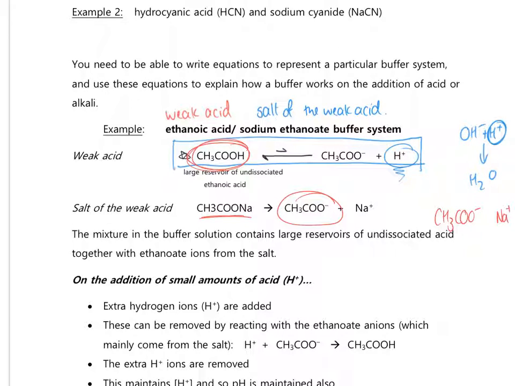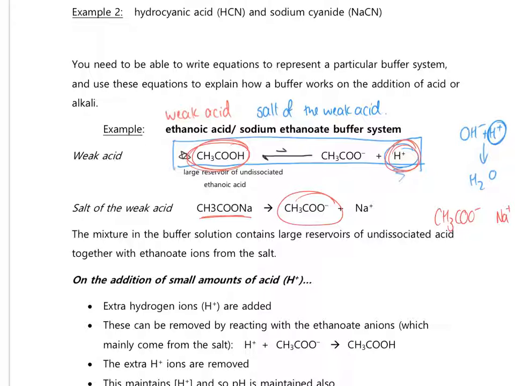Let's very quickly look at this. Remember, the core aim of this buffer is to maintain the pH if you add in some acid or some alkali. So if I add in some acid, you're going to increase the concentration of your hydrogen ions. Yes? What will that have the effect of doing? Yeah, shift the equilibrium to the left hand side. You're adding acid.